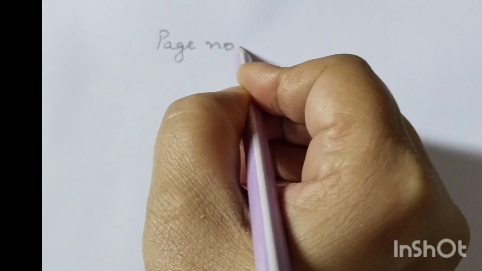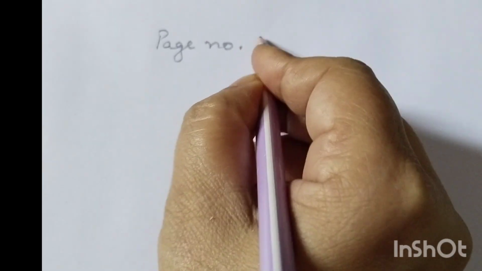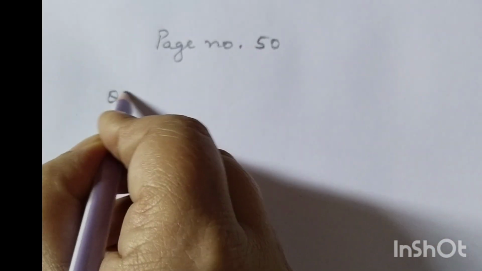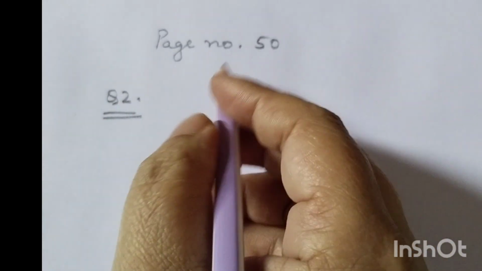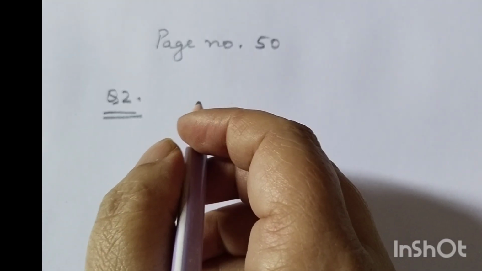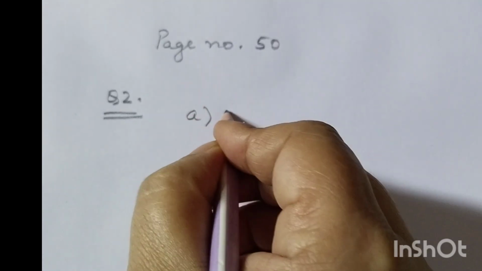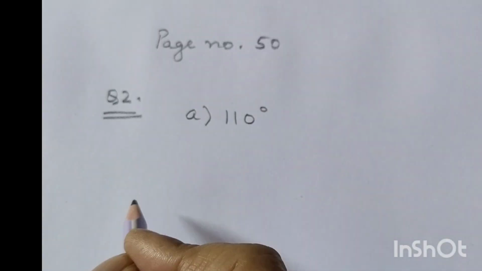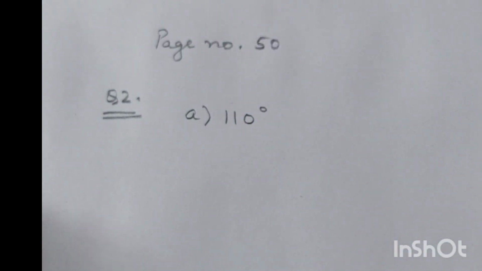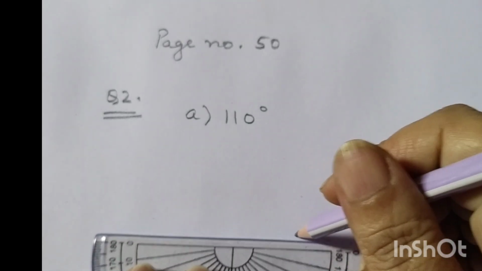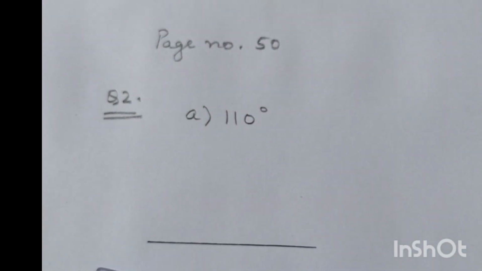Page number 50. Question number 2. Use a protractor to draw angles. First part is 110 degree. Make a line. This is your ray OB.